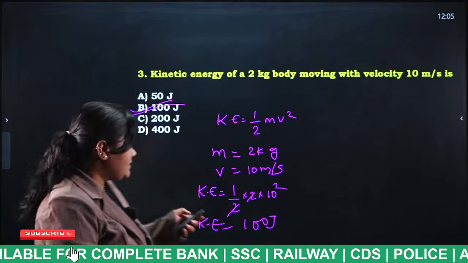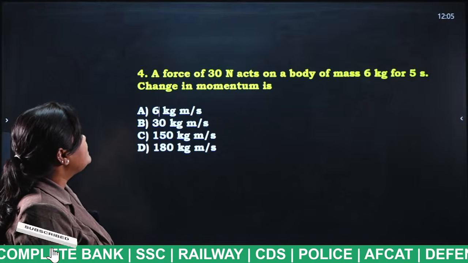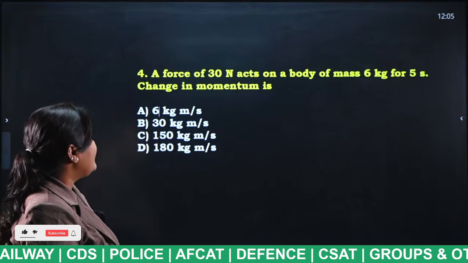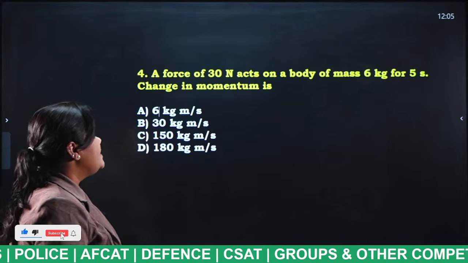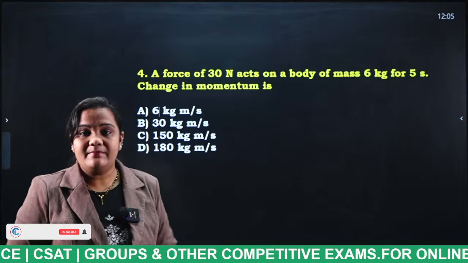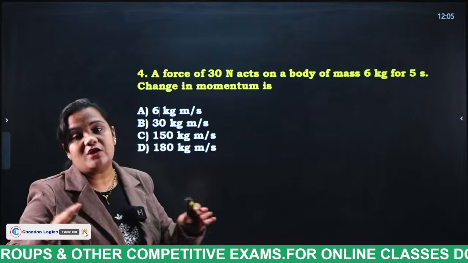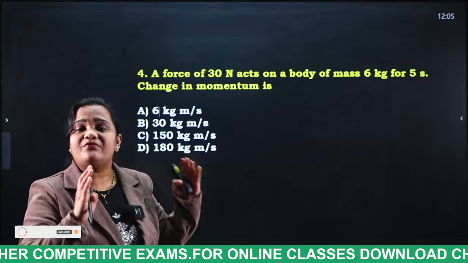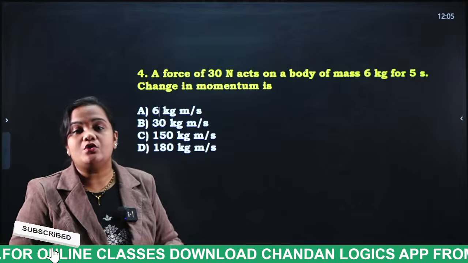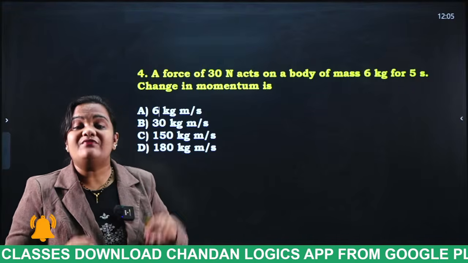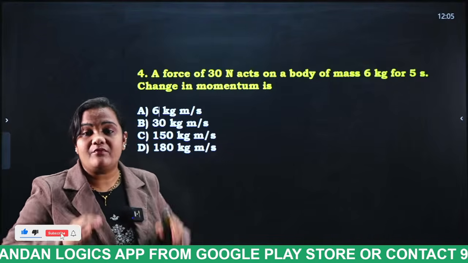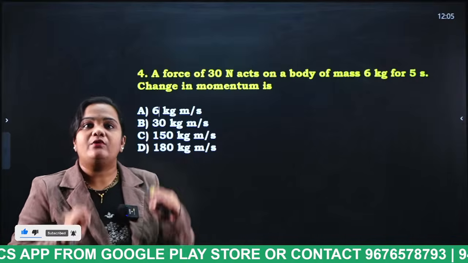Okay. So next question. A force of 30 newtons acts on a body of mass 6 kg for 5 seconds. Change in momentum is. So actually we have two types of momentums. Impulse momentum and velocity, mass velocity momentum. Okay, what is the formula for momentum in the case of mass and velocity? Momentum is equal to mass into velocity. So if they consider time, so what is the impulse momentum formula, students? Force into time. Now try to solve this.